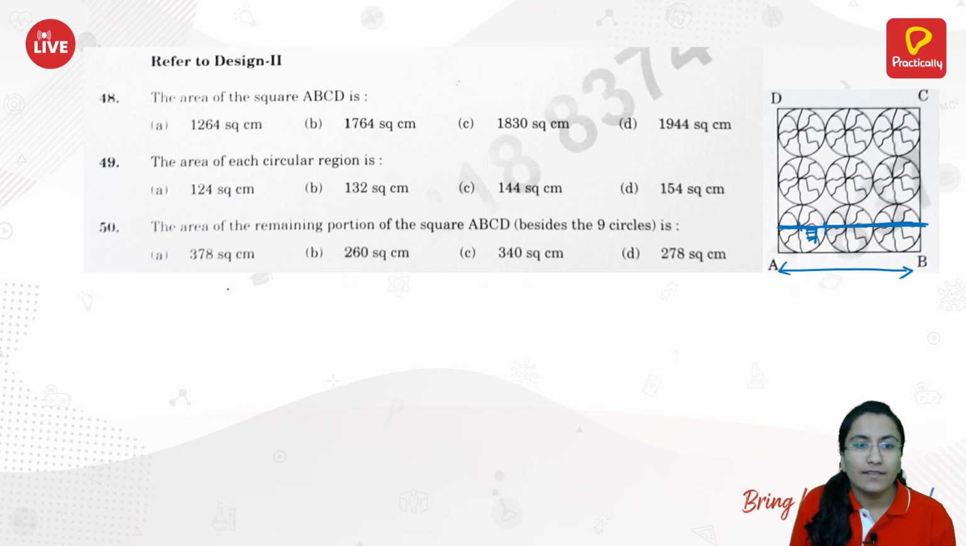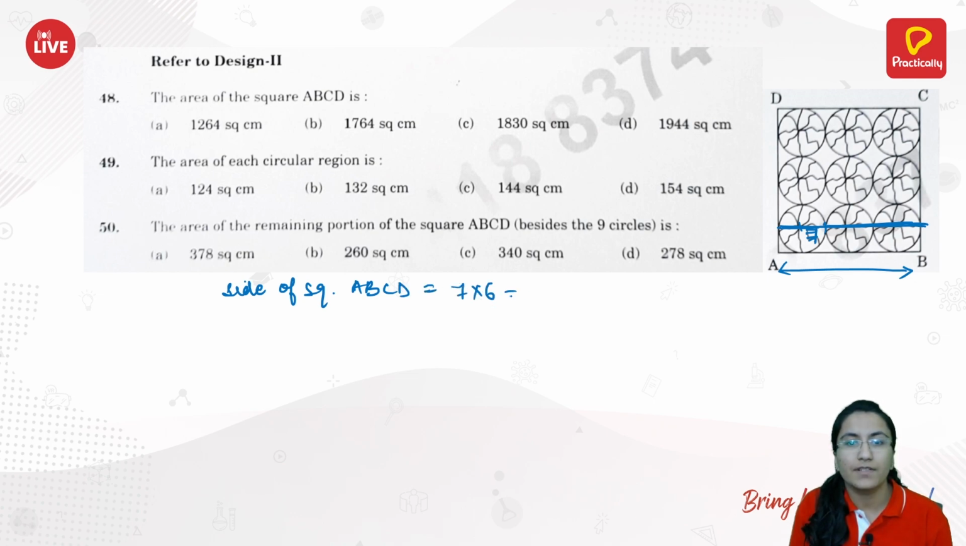So the side of square ABCD is 7 into 6, which is 42 centimeter. If we have the side as 42 centimeter, the square of it, which is 1764, gives you the area of the square, right? So the complete area is 1764 centimeter square.